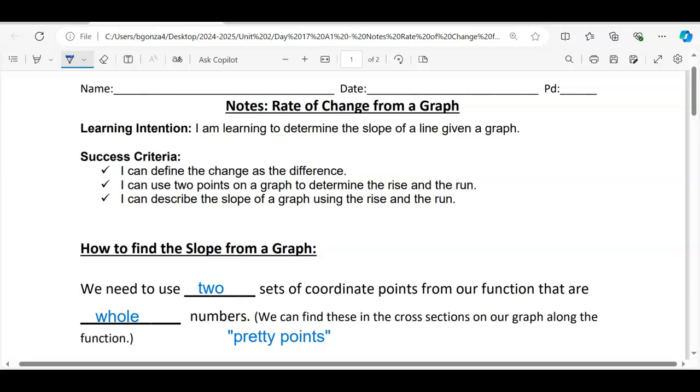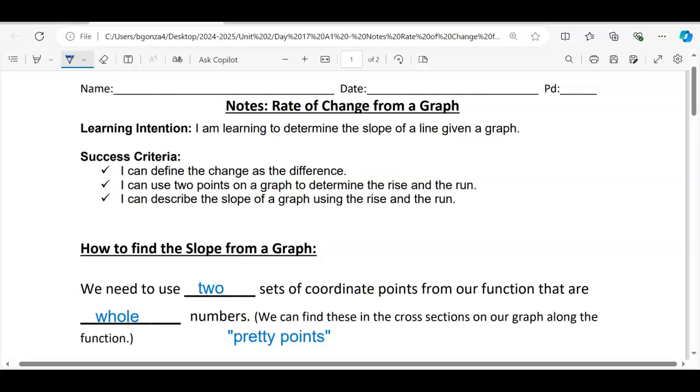You need to use 2 points, right? Two sets of coordinate points from our function that are whole numbers. You're not going to use anything that's not on the grid. You're going to use two sets of coordinate points from our function that are whole numbers, and we can find these in the cross sections on our graph along the function. I call them grid points on the grid.